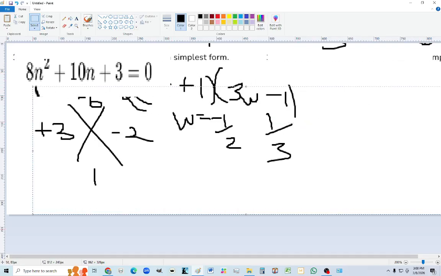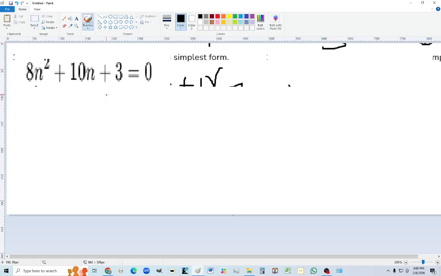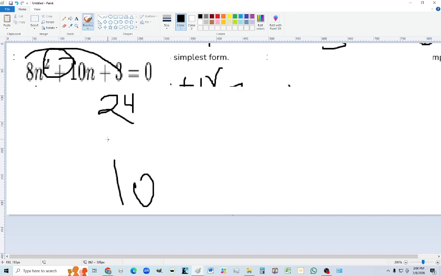So you're looking for numbers that add up to positive 24. Sorry, multiply out to positive 24, a times c, and add up to 10. It's 2 and 12. 2 and 12 looks like it should work, but you can't subtract it because everything's positive. 8 and 3 does not work. 2 and 12 does not work. 6 and 4, there we go.